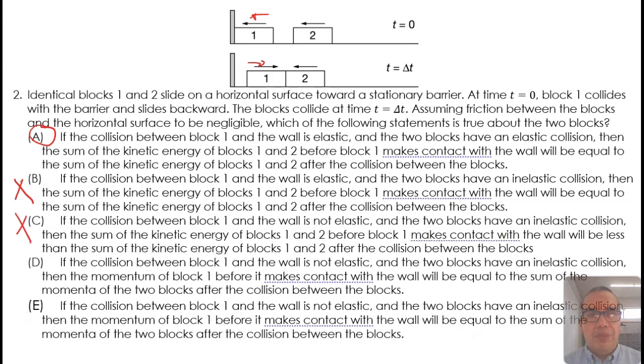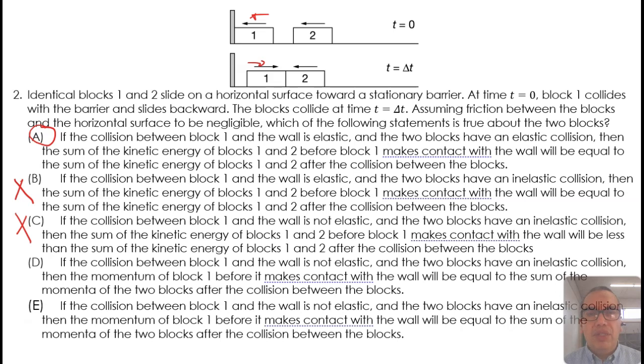In the case of option D, if the collision between block 1 and the wall is not elastic, and the two blocks have an inelastic collision, then the momentum of block 1 before it makes contact with the wall will be equal to the sum of the momenta of the two blocks after the collision between them.